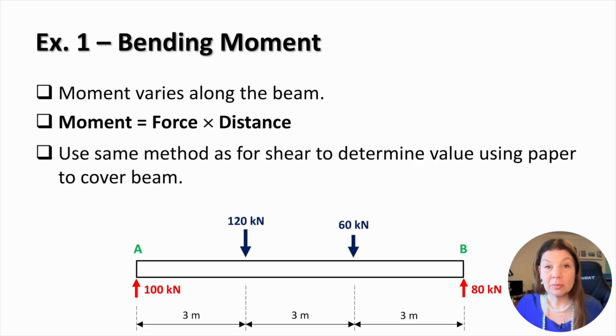To determine the bending moment at any point, we again consider a section of the beam and calculate the moments of the forces acting on one side of the cut. The bending moment is calculated using the relationship moment equals force multiplied by distance. We'll use the same cover method as before, but instead of summing forces, we sum moments about the section cut.